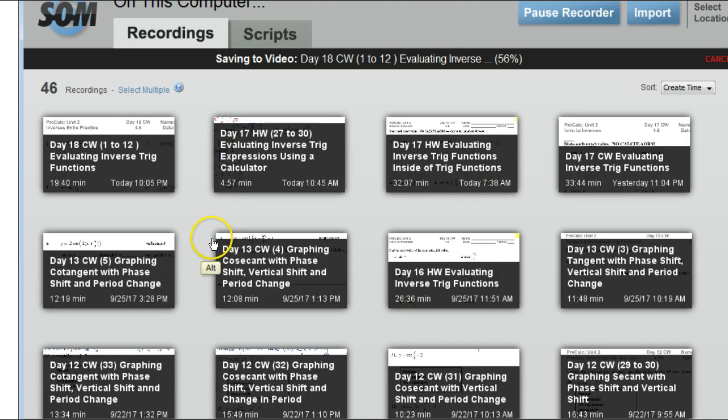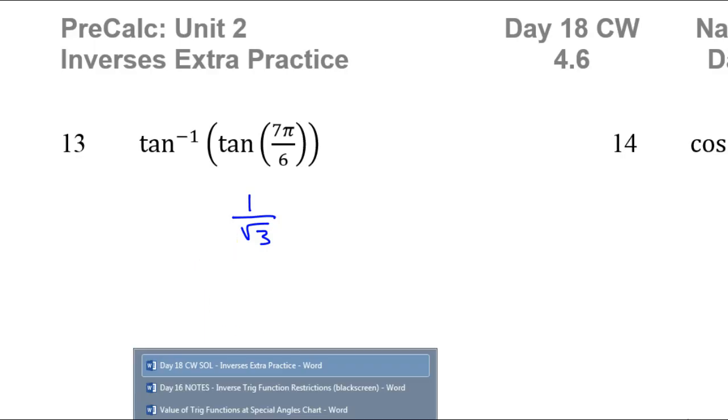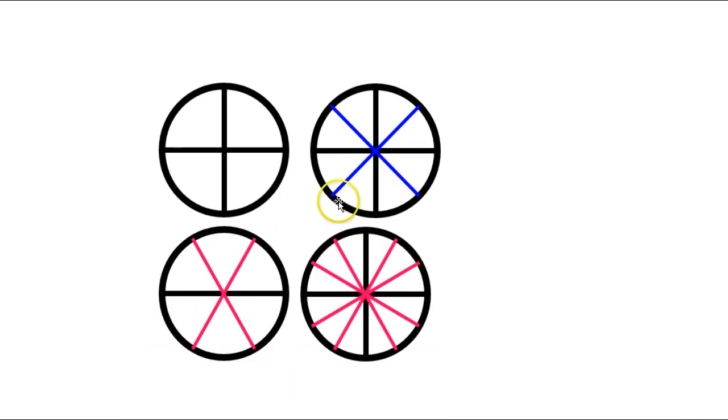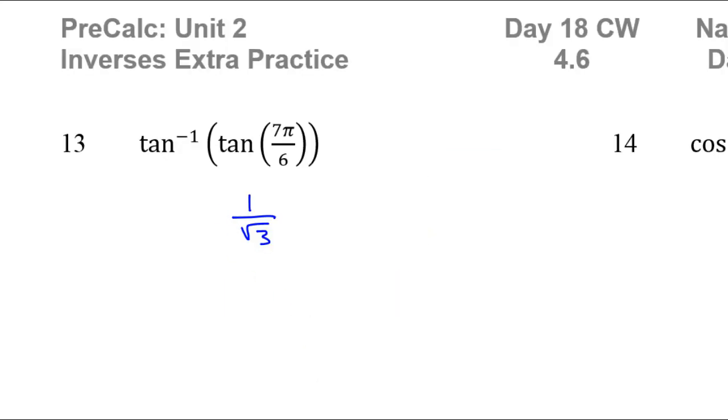Well, let's think about it. We're talking about 7 pi over 6 here. So these are pi over 6's. So this would be 1, 2, 3, 4, 5, 6. 7 pi over 6 would be right here. Tangent is positive in this quadrant. Alright, tangent is positive here and here. So no, we do not need a negative sign on it. So fine, that's the tangent of 7 pi over 6.